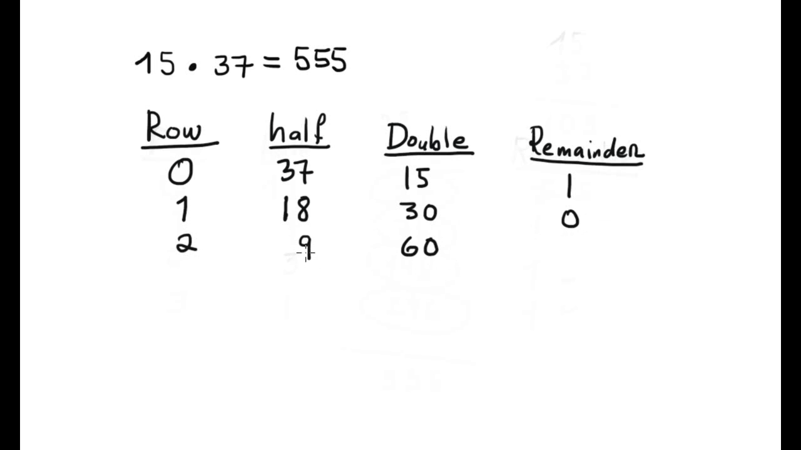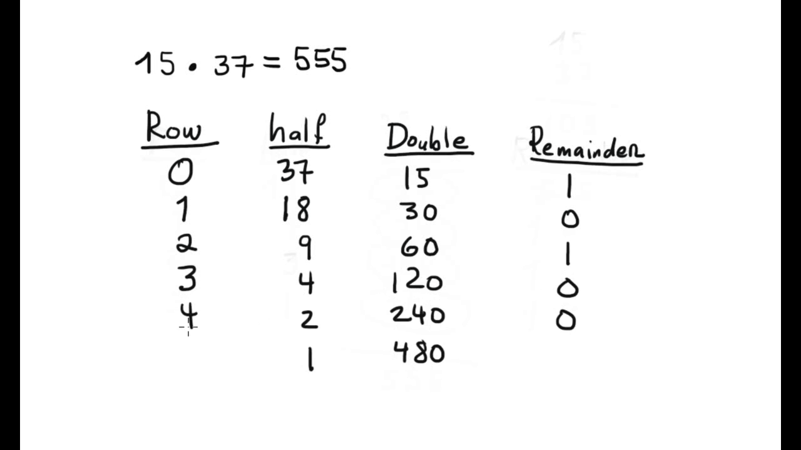Okay, now 9 divided by 2 is 4. And in this case, yes, we have a remainder, 1 again. Duplicate here is 120. Third row. Now 4 is even, divided by 2 is 2, no remainder. Duplicate here is 240. 240 is row number 4. And 2 divided by 2 is 1, 0 remainder, and this is 480, and this is row 5. When you finish on 1, you put remainder 1 always.